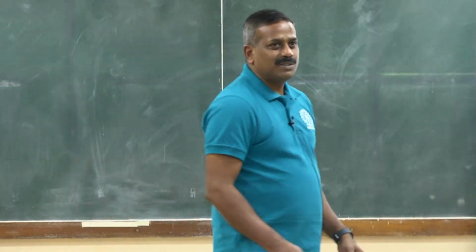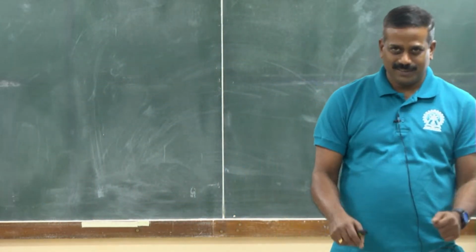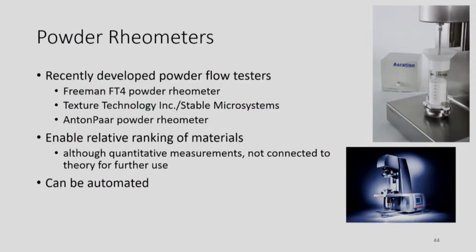If you're not used to it, you might not know: it's torque. How much torque it takes for the spindle, there will be a spindle inside, to move inside those powders. Based on the torque values or differences in torque, you get other derived parameters such as cohesion, flowability, etc.